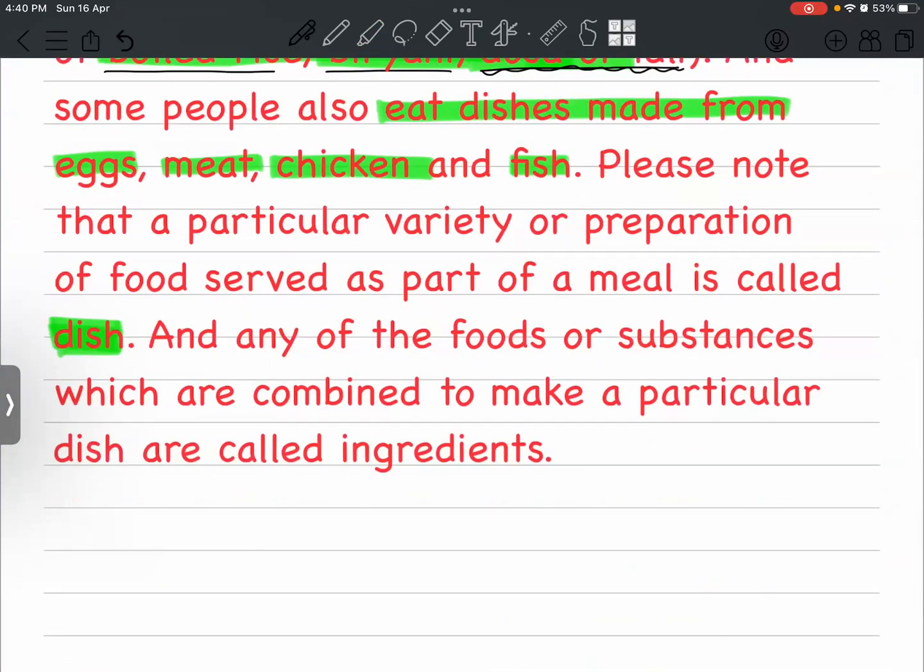Look, people have their common food which they consume on a daily basis. The common food which is part of their diet on a daily basis, that is called a dish.